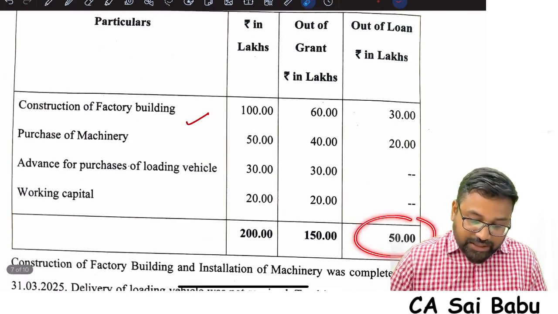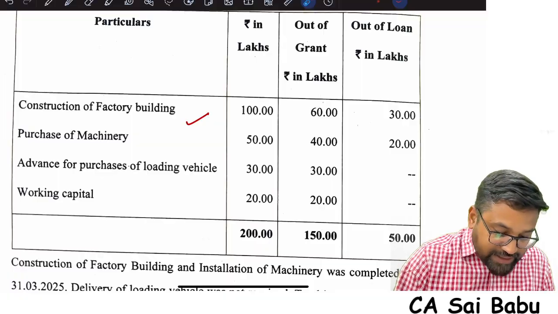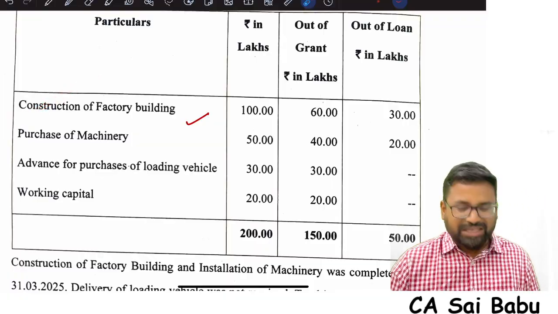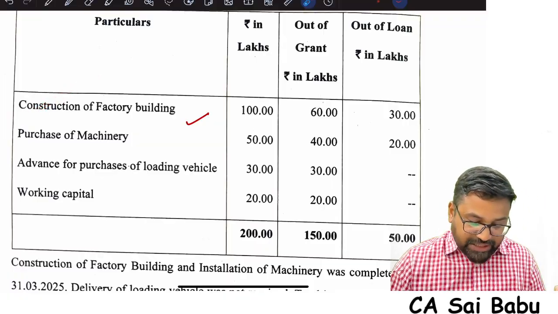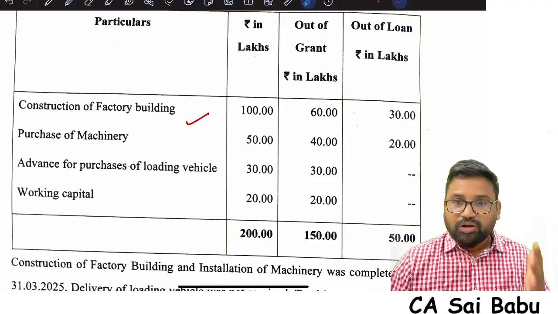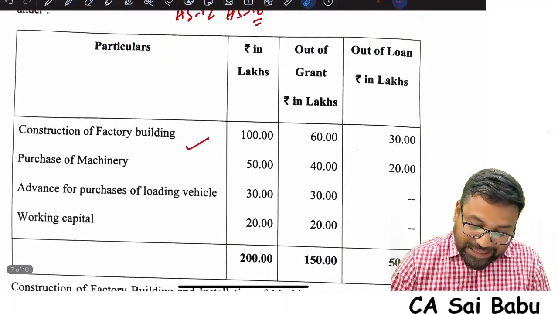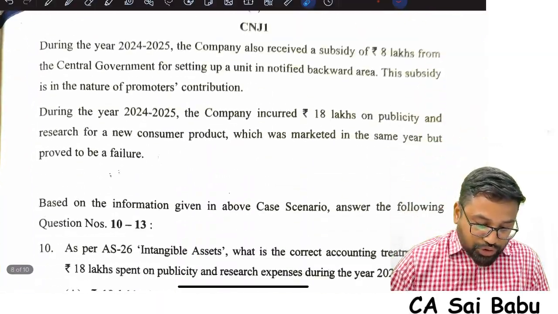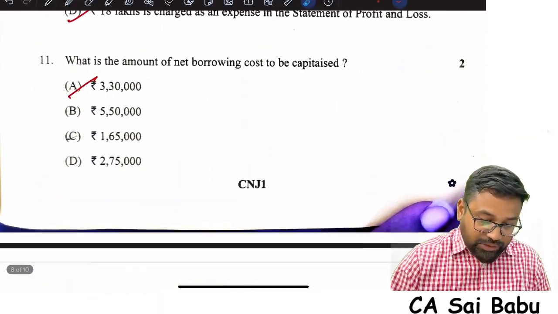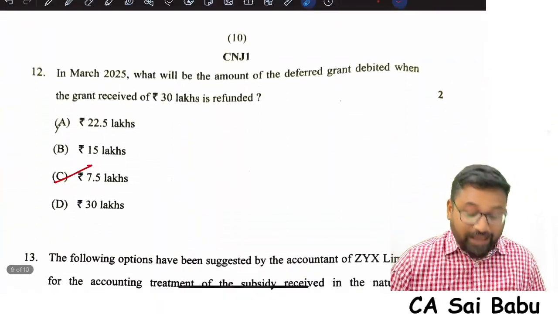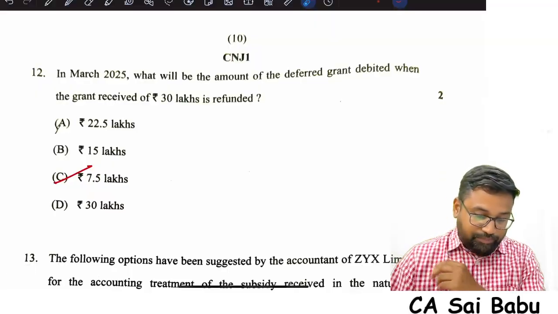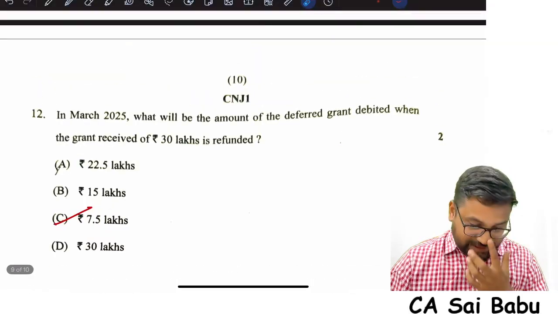taken, right? 50 lakhs. And out of this, which is the qualifying asset, sir? Construction of factory building is a qualifying asset, while purchase of machinery, advance for purchase of loading vehicles, and working capital are not qualifying assets. Therefore, out of 5,50,000, the proportionate amount which we spent on the construction of the factory building, in proportion to that, 3,30,000 only will be capitalized. Here the assumption is that construction of the factory building is the qualifying asset.